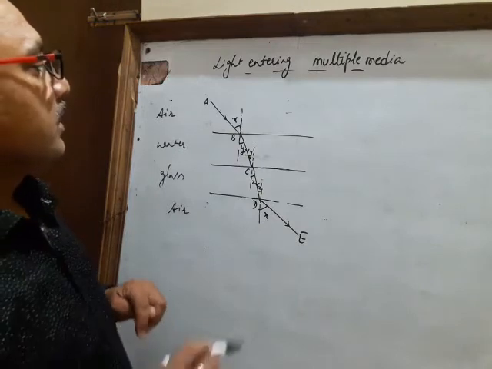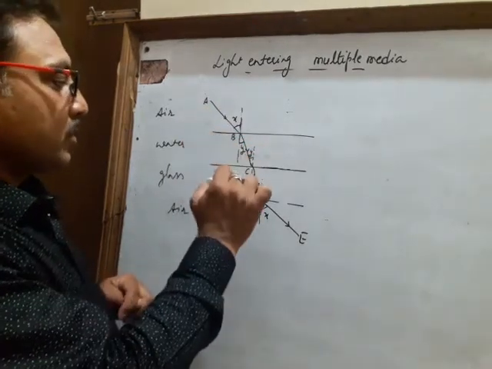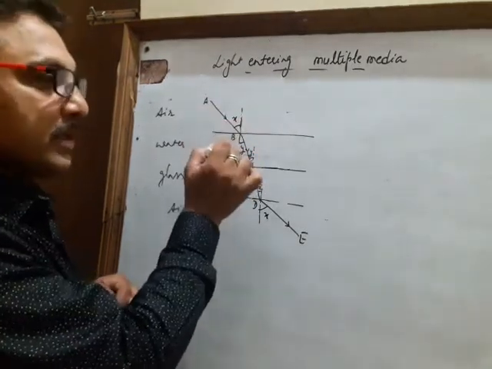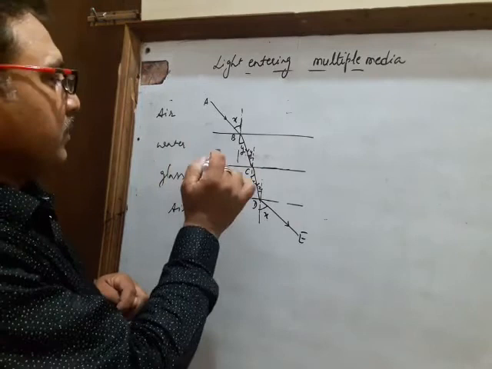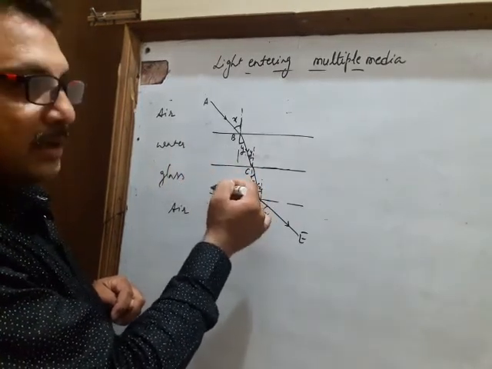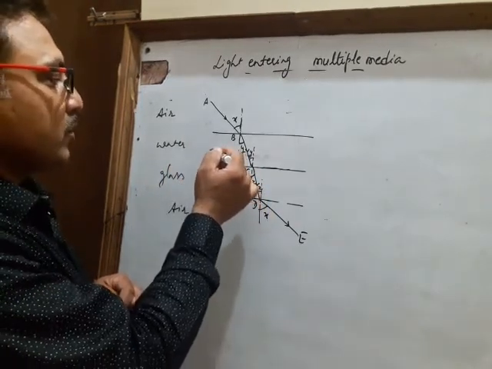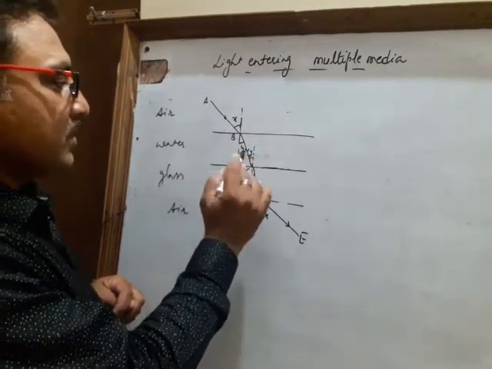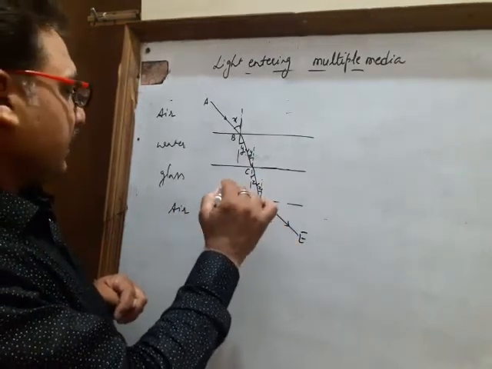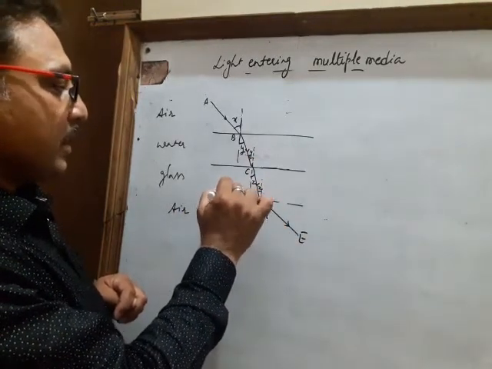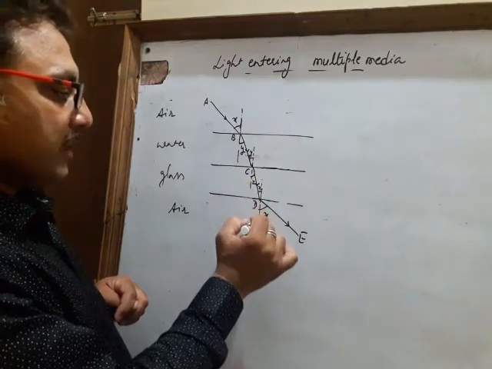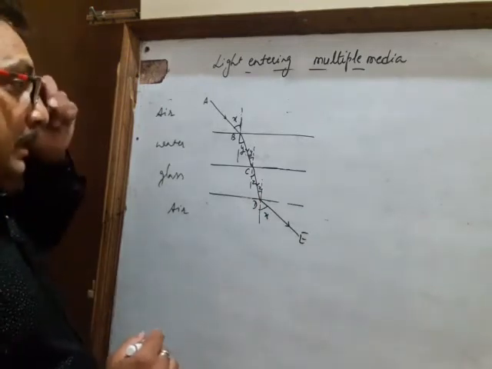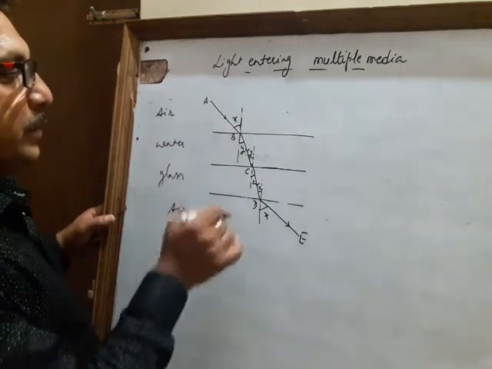You can see light enters from air to water, then water to glass, then glass to air. Whenever light enters from rarer to denser medium, it bends towards the normal. For water and glass, glass is actually denser as compared to water, so water acts like the rarer medium. So the light ray enters from rarer to denser, once again bends towards the normal, and finally when the light ray enters from glass to air, that means denser to rarer medium, it bends away from the normal. So this is the path of light when it enters multiple media.